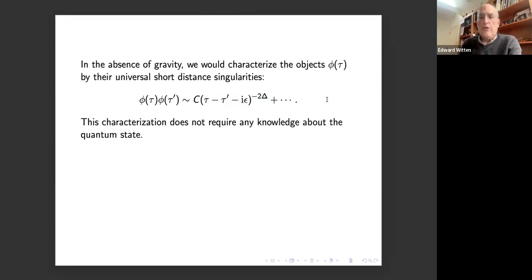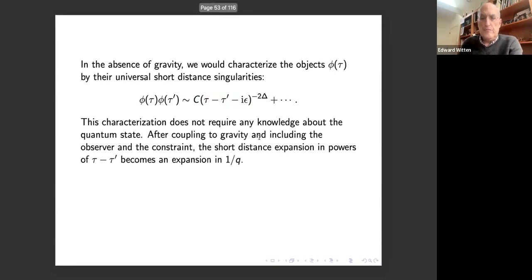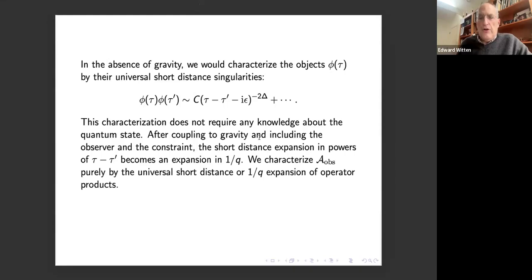That characterization did not require any knowledge about the quantum state or about the space-time in which the observer lives. After coupling to gravity and including the observer in the constraints, the short distance expansion becomes an expansion in powers of 1 over Q. We characterize the observer algebra purely by the universal short distance or 1 over Q expansion of operator products. With that understanding, the observer algebra is background independent.